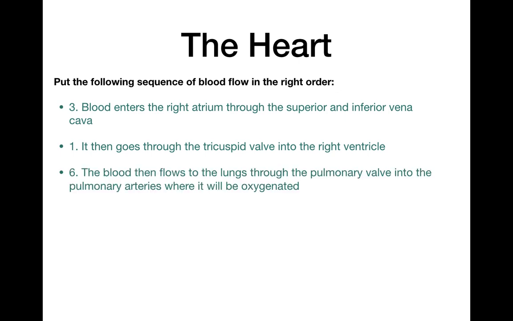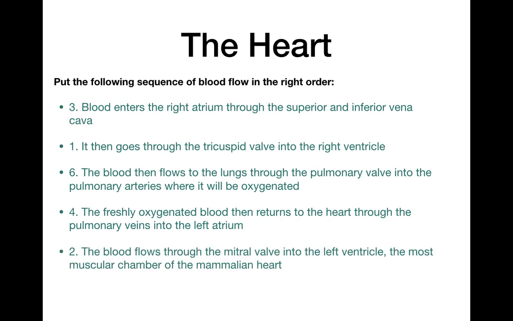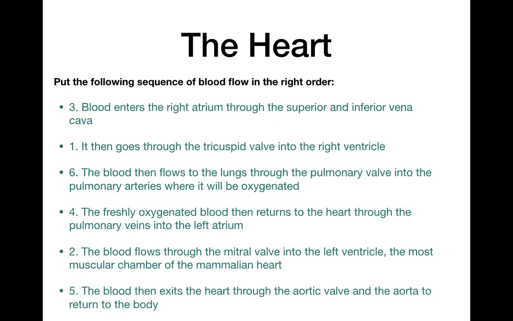Then step number 6: blood flows to the lungs, to the pulmonary valve, into the pulmonary arteries, where it will be oxygenated. Step number 4: the freshly oxygenated blood then returns to the heart through the pulmonary veins into the left atrium. The blood flows through the mitral valve into the left ventricle, the most muscular chamber of the mammalian heart. And then number 5 is last. The blood then exits the heart through the aortic valve and the aorta to return to the body.